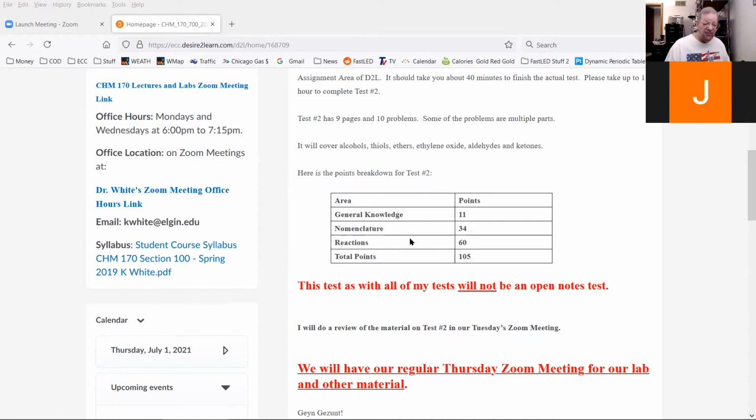And remember, nomenclature, there are 2 main problems. I ask for nomenclature, and that is, here's the structure, give the IUPAC name, and then here's the name, both IUPAC or common, draw the structure. Reactions, the bulk of these 60 points will be give the organic product or products, and a couple of them will be give the starting materials to make that.